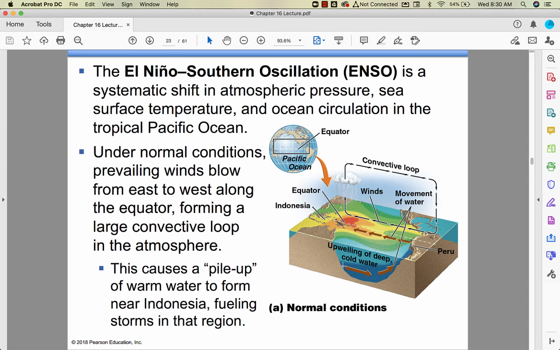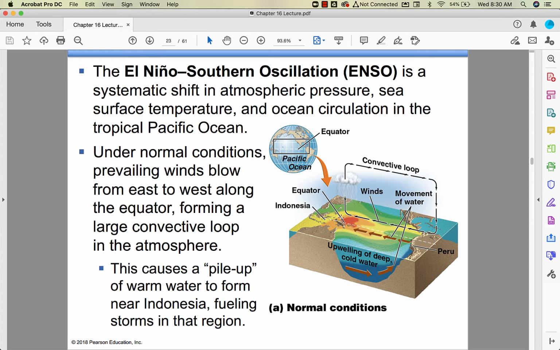So what's got to happen, right, in order to replace this water that's being pushed to the west, water has to well up. There's upwelling of cold, deep water. So what you wind up getting here is a lot of fishing grounds, right? You've got anchovies that are a huge part of the fishing industry in Peru. And they rely on this upwelling because it's cold, nutrient-rich water, and the anchovies love it. So that's a normal situation.